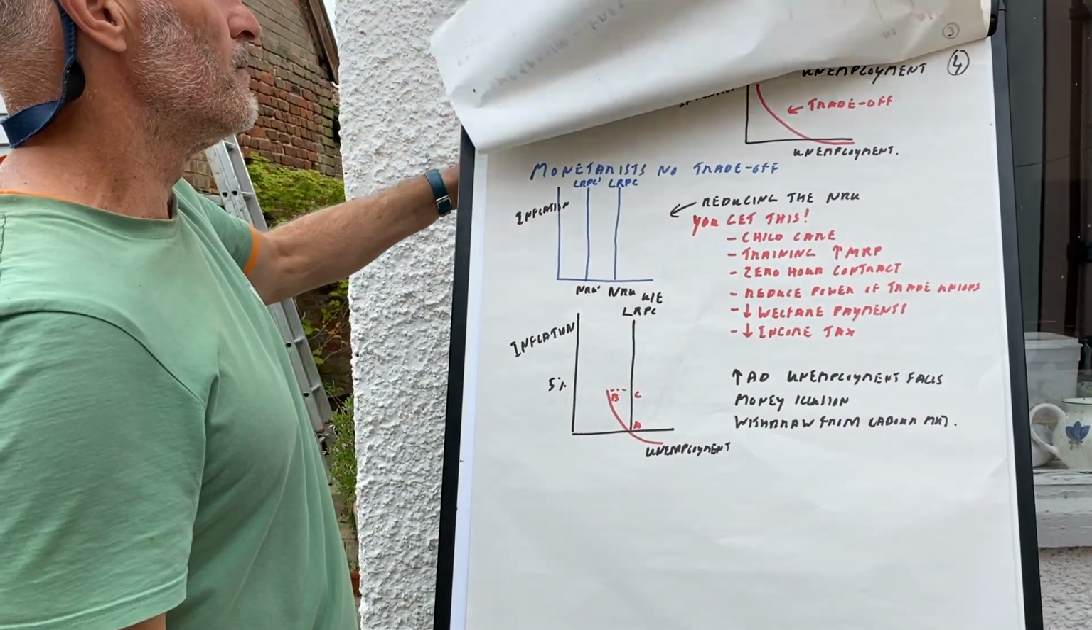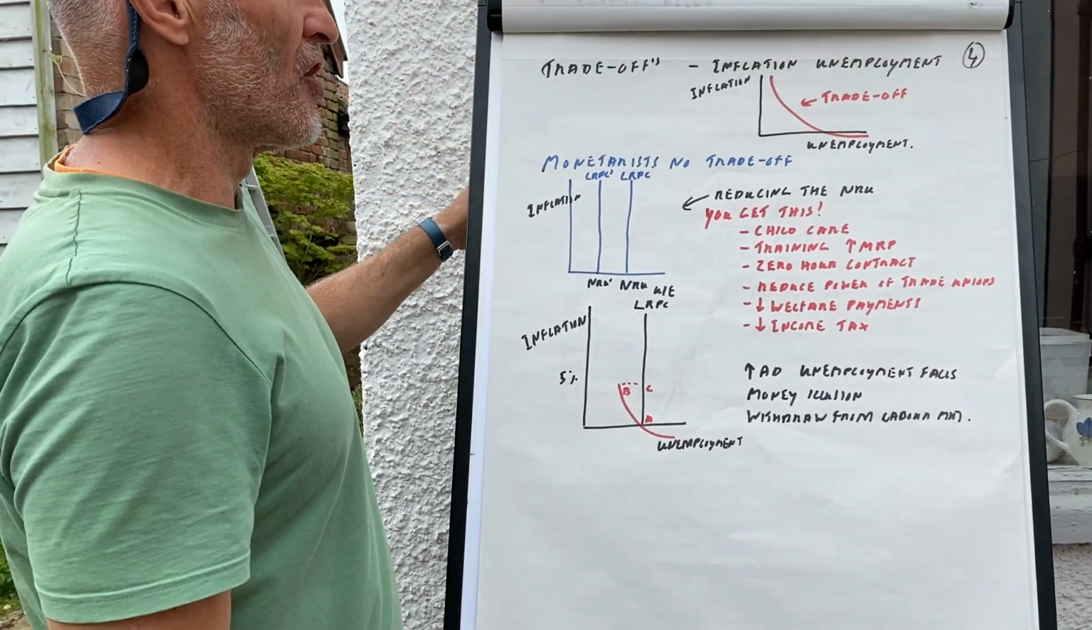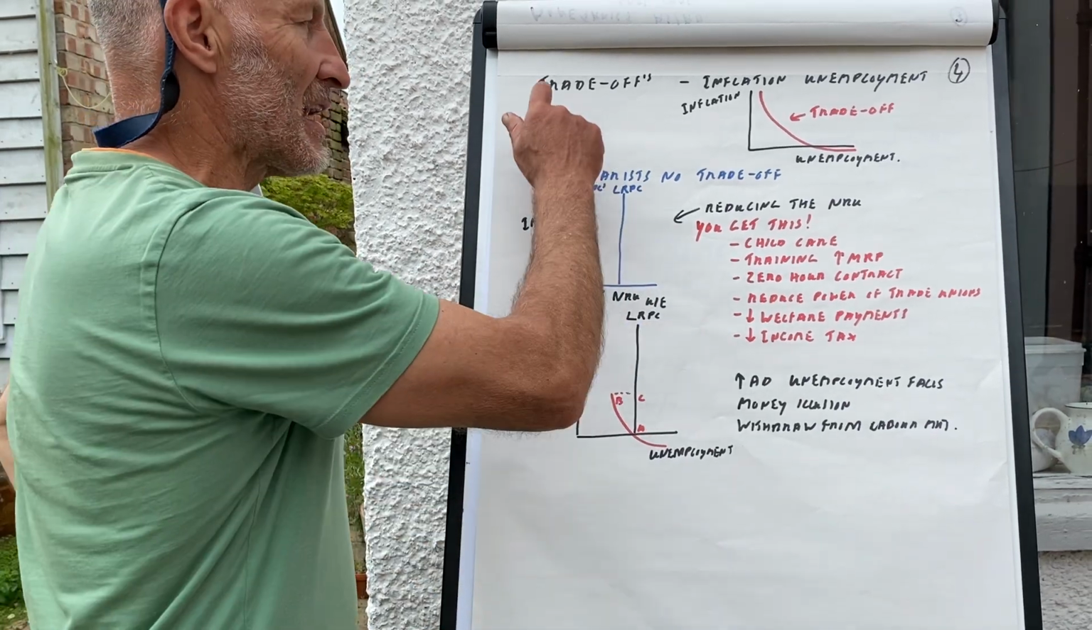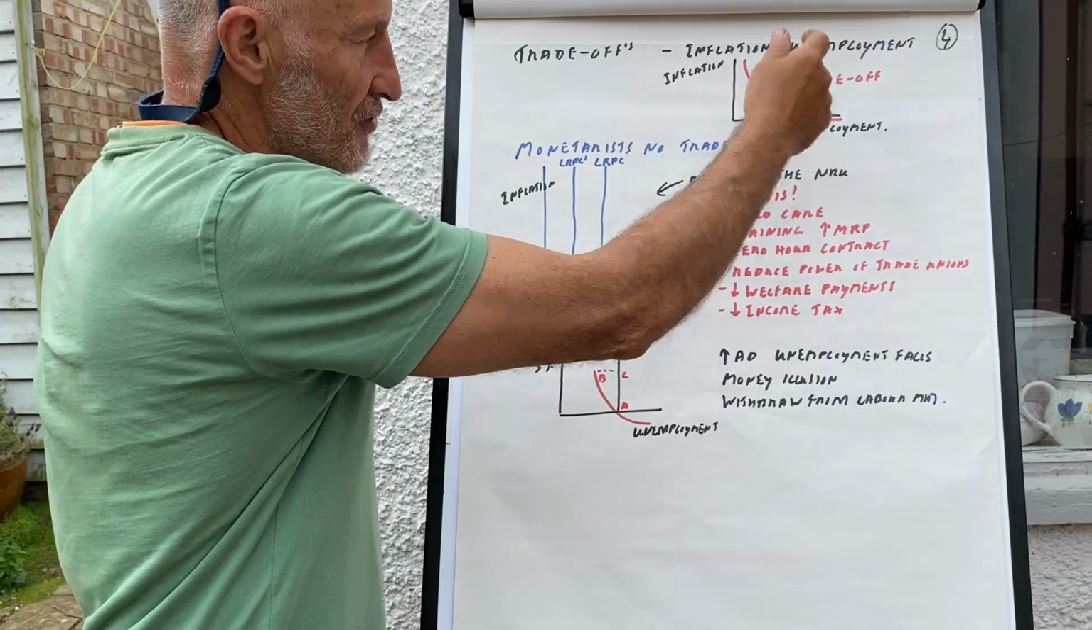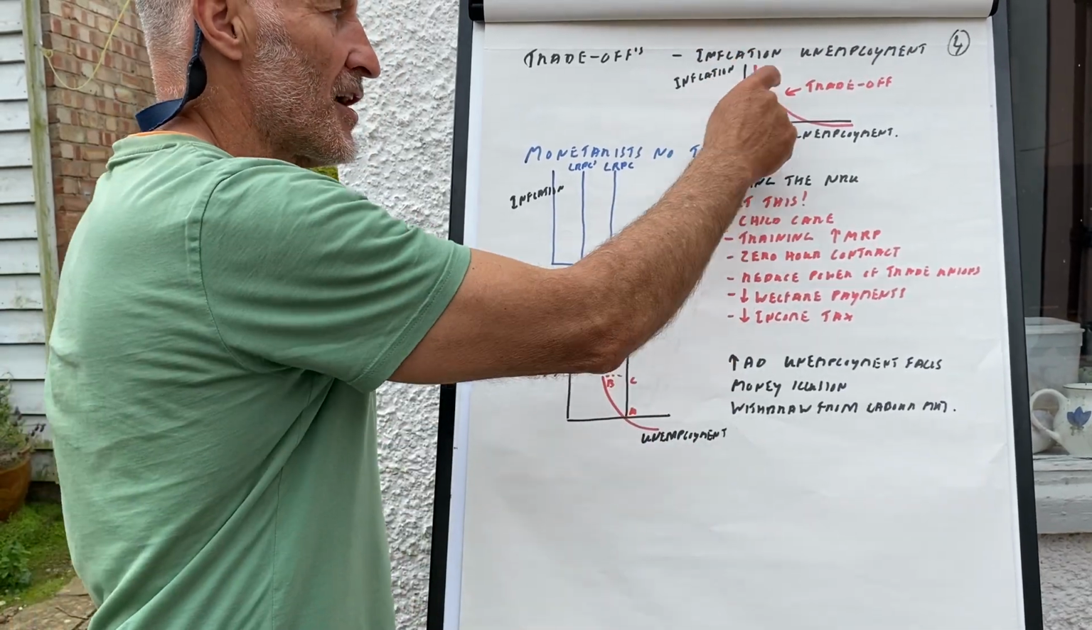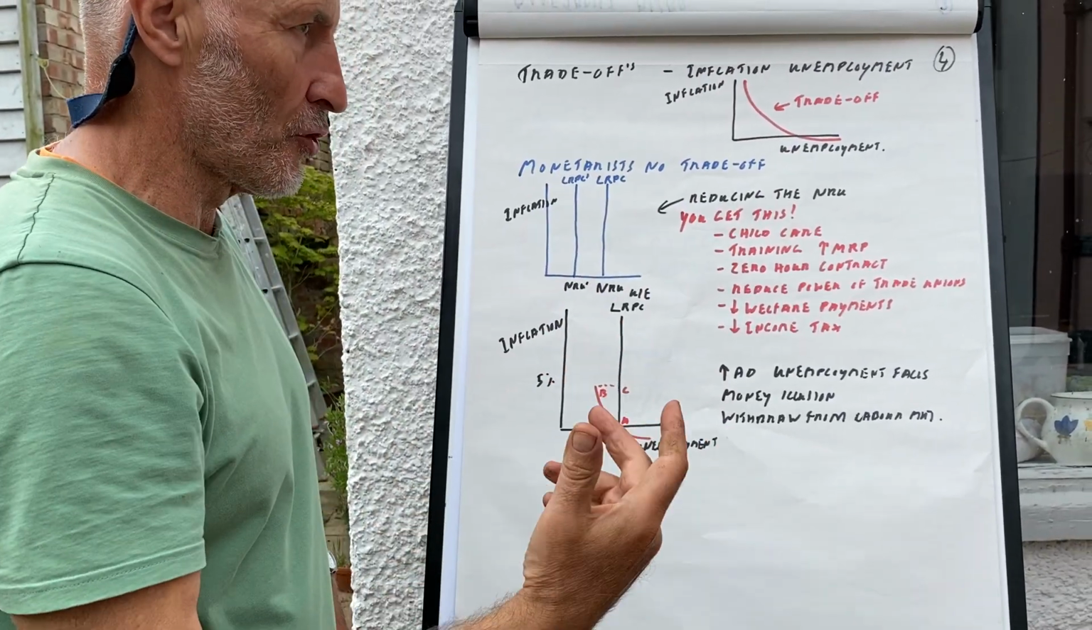Number 4. Okay, so we go to the Phillips curve. This is a little bit more complicated. There's a classic trade-off here between inflation and unemployment. There's an inverse relationship between the two. High inflation means low unemployment. That's a choice that we could have.